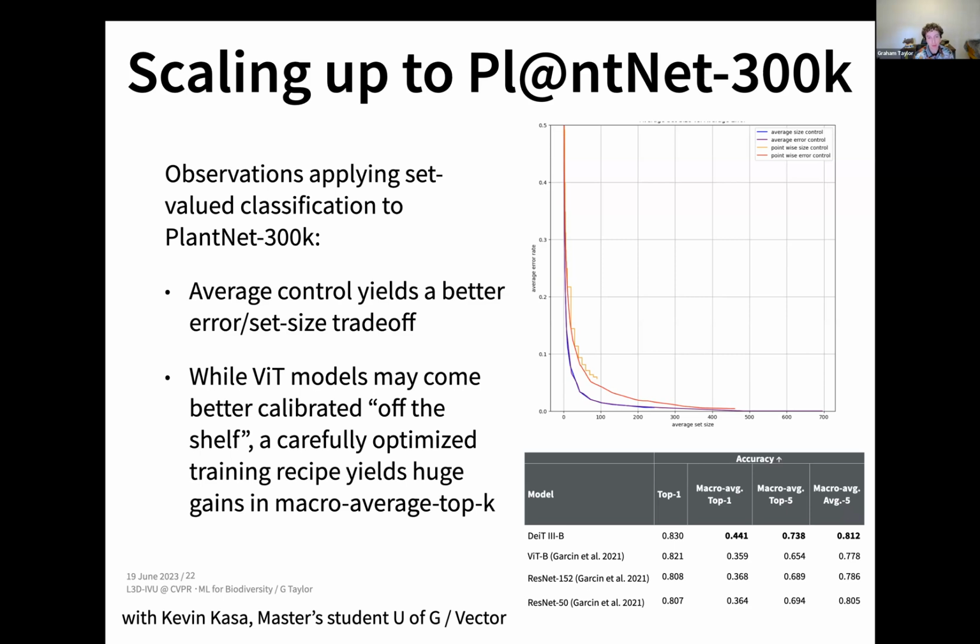So we've looked at this PlantNet data set, particularly using these set valued classifiers, and we've found that we can scale up to PlantNet, and we are seeing that these vision transformers compared to CNN architectures are coming better calibrated off the shelf.